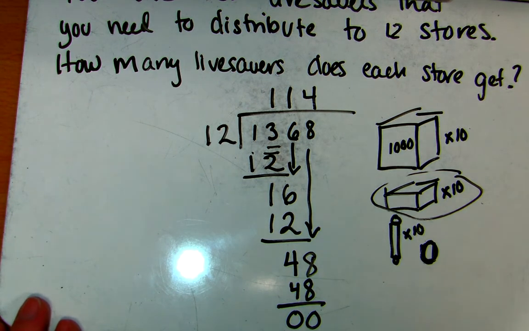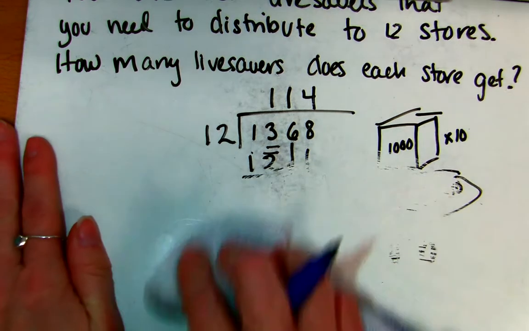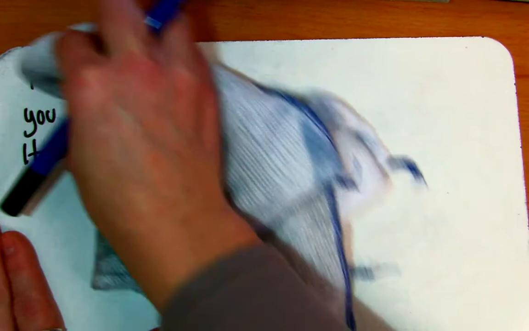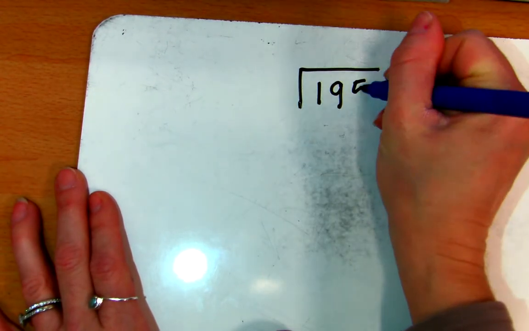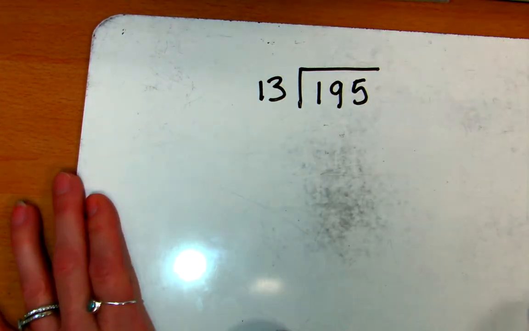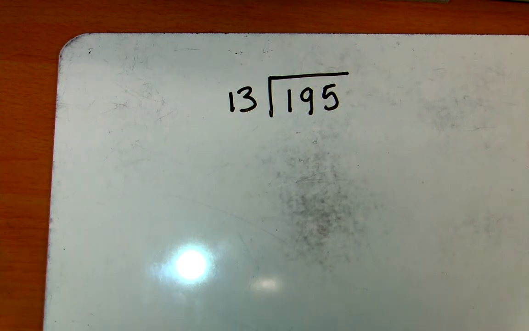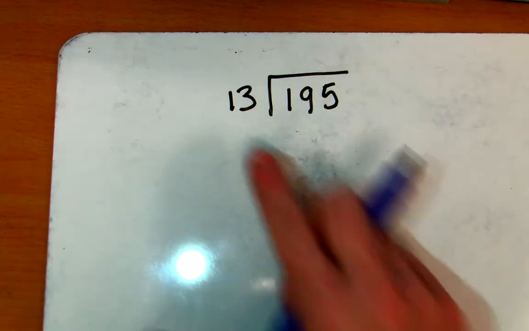So let's just do one more extra practice together, and you may want to do this along with me as I do it on the sheet. So let's get rid of all this. And I'm going to do the problem. Let's do a nice short one. 195 divided by 13.